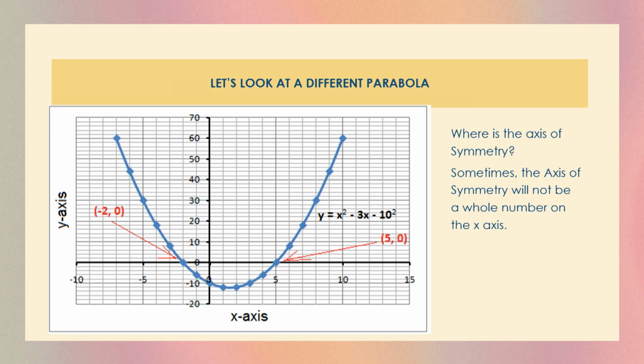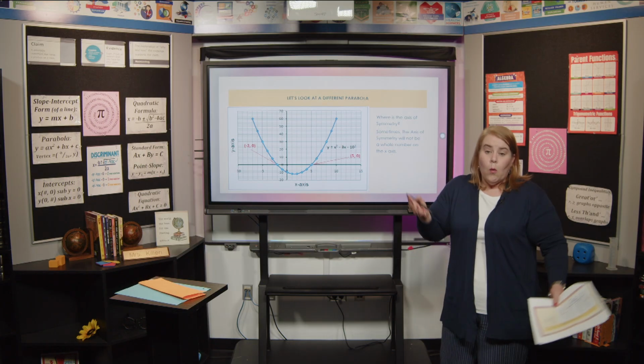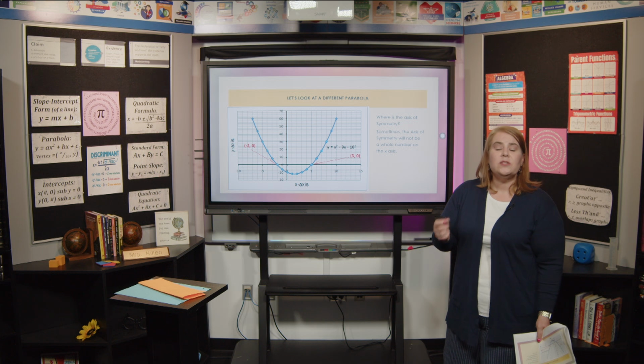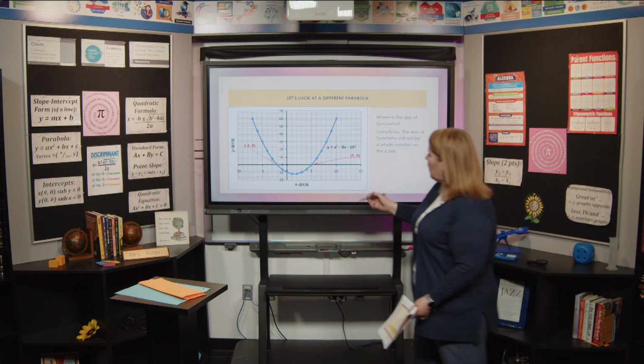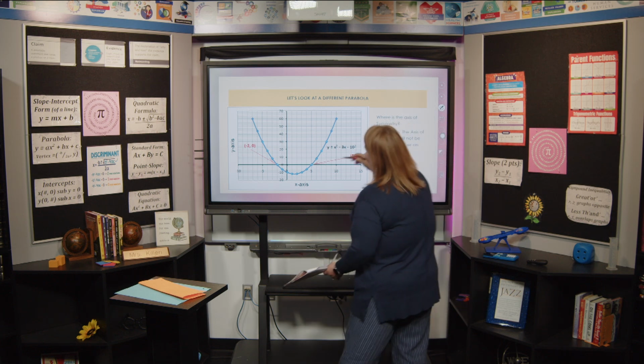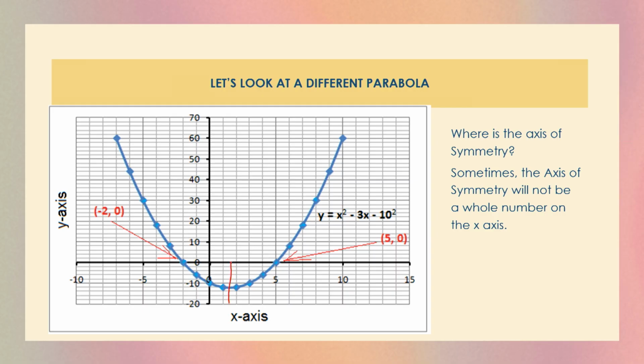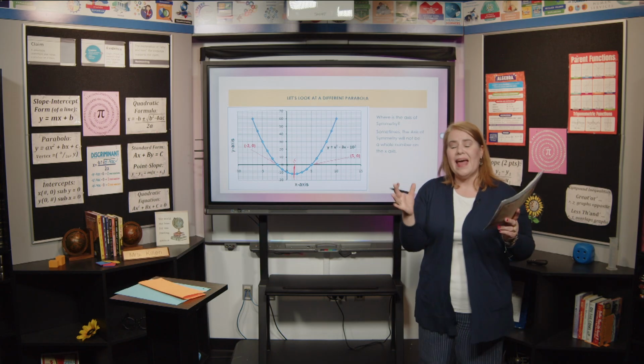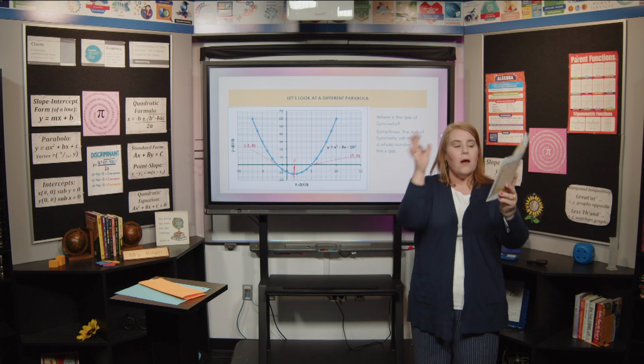Well, I have point to point, point to point, point to point, and so on. So where would my axis of symmetry be? Where's my vertex? It's between my whole numbers. So I would say, let me get a different color so it's not blue. I would say that my vertex is about right there. So let's say 1.5. So if I folded that, all those different points, they would fold on themselves.